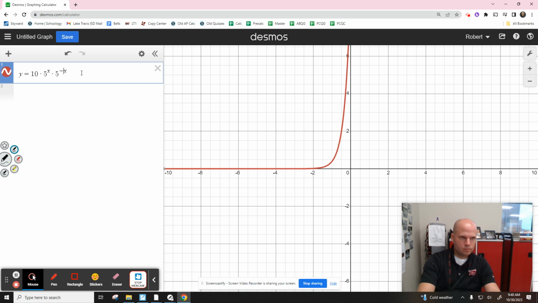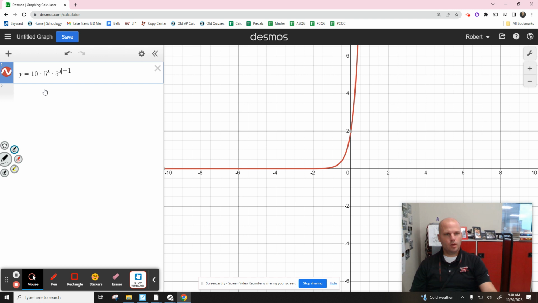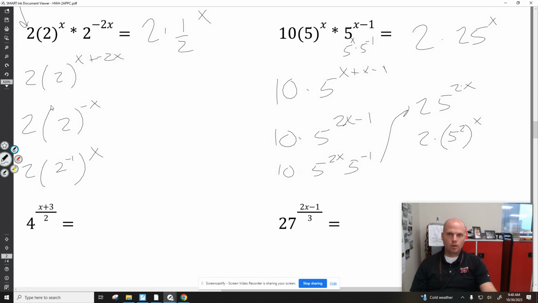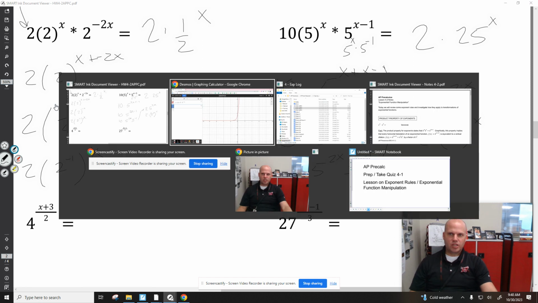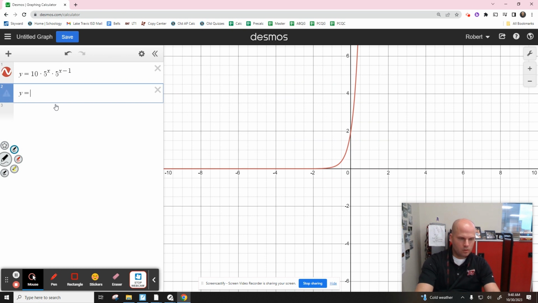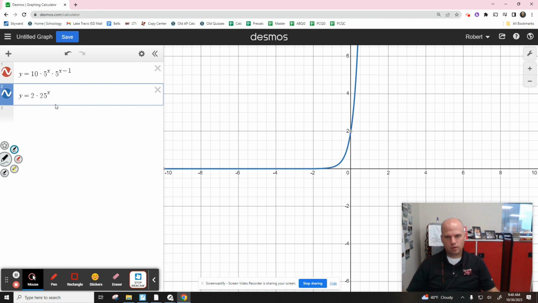So hard to write. I guess I have to use parentheses. Okay, that's what I started with. I changed that to 2 times 25 to the x. Smack that on top of each other. Look at that. Cool.